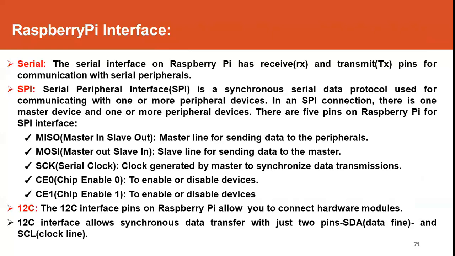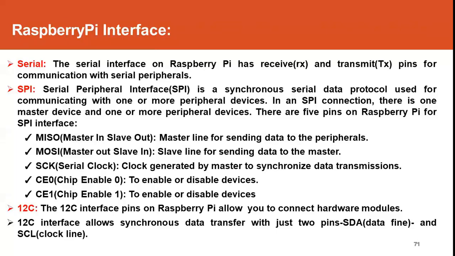So Raspberry Pi interfaces are of 3 types: either serial, SPI and I2C. The serial interface on Raspberry Pi has receiver and transmitter pins for communication with serial devices. Another interface it has is the serial peripheral interface. That is a synchronous serial data protocol used for communicating with one or more peripheral devices. In the SPI connection, there is one master device and all other devices will act as peripheral devices.